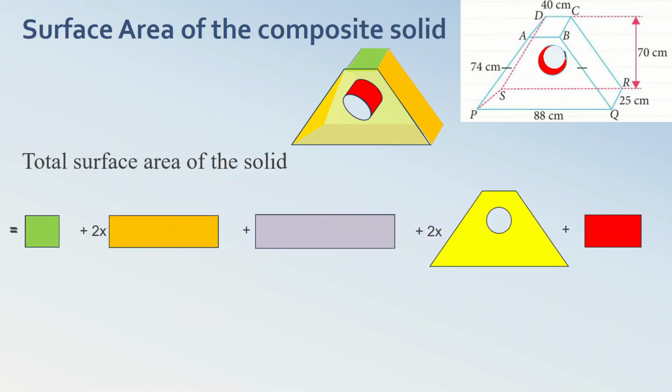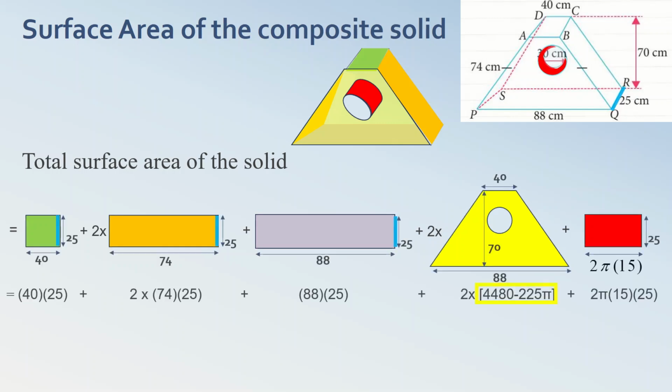Taking stock of all the surfaces, the total surface area comprises one green rectangle, two orange rectangles, one purple rectangle, two of the yellow figures, and the red rectangle. Substituting the values, we have the calculations for the respective areas.